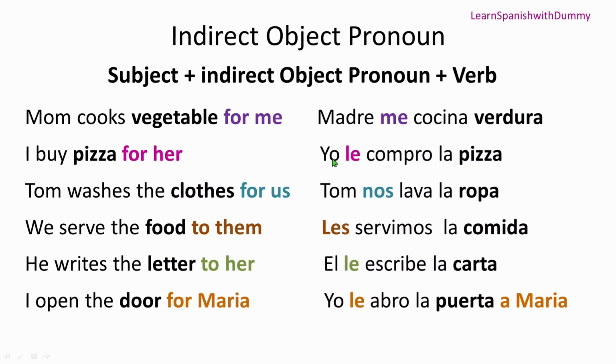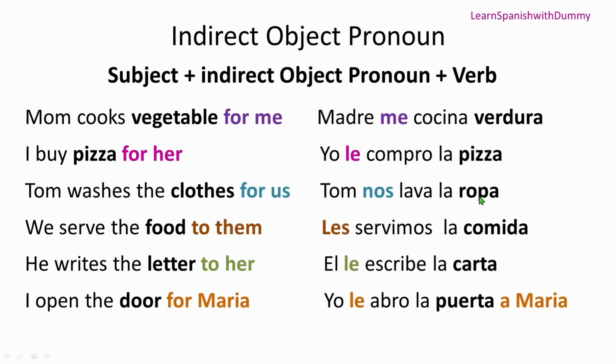I buy pizza for her. So, yo, what is "for her"? That's le, right? We've learned. "Yo le compro la pizza." Perfect. Tom washes the clothes for us. It'll be "Tom nos lava la ropa." Okay? Tom nos is "for us." Lava is "washes." Okay? And ropa is "clothes."